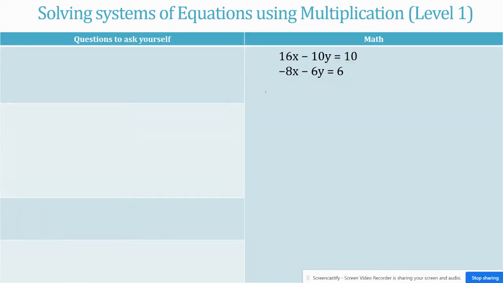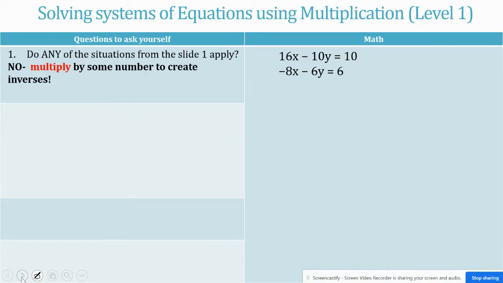So this is the system that we want to solve. And these are going to be some questions that we want to ask ourselves, as well as some steps. So the first one is, do any of the situations from slide 1 apply? So remember, it was, do we have a set of inverses? So that means same term, but opposite signs. So they have to have the same number, same variable, different signs.